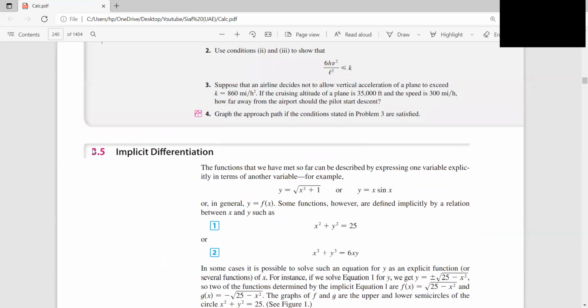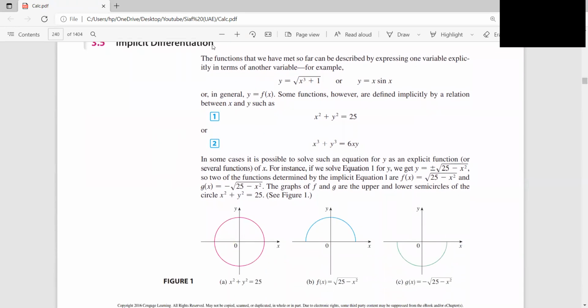Okay, the next topic is 3.5, implicit differentiation. That is again an important topic. So let's get back to here.